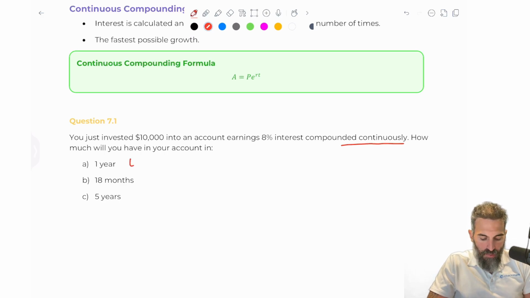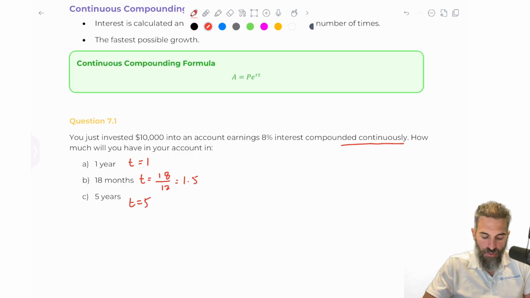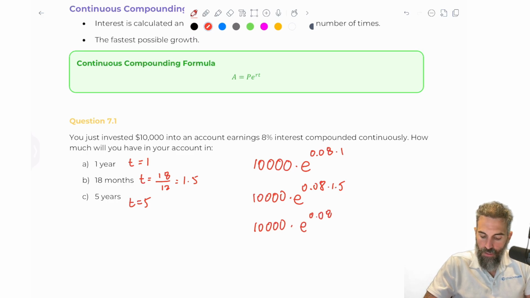All you really need here is time. Time is always in years, so that's 1. 18 months is what? If you do 18 divided by 12, since there are 12 months in a year, it's 1.5, and this is 5. So for each one you use the formula. You invested 10,000, that's your P, your principal, times E to the rate of 8%, and all you're going to change for each one is T. The first one will be times 1, the second one times 1.5, and the next one times 5. That's it. Grab your calculators, punch it in.